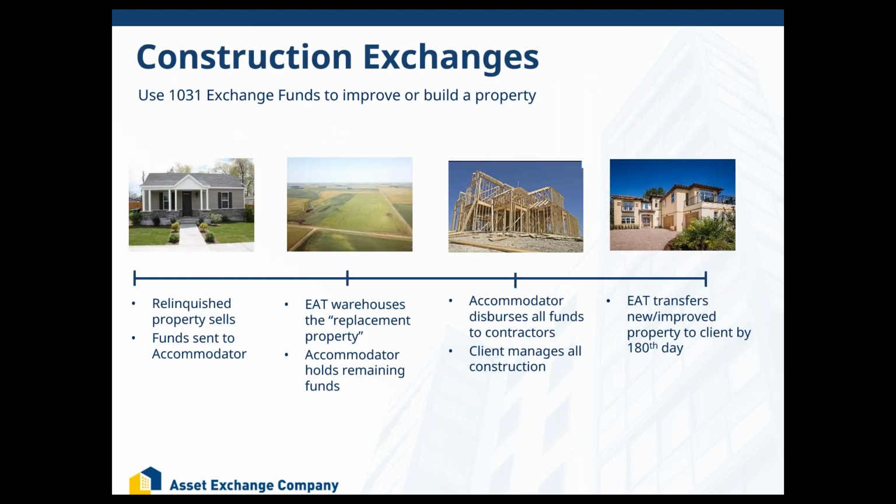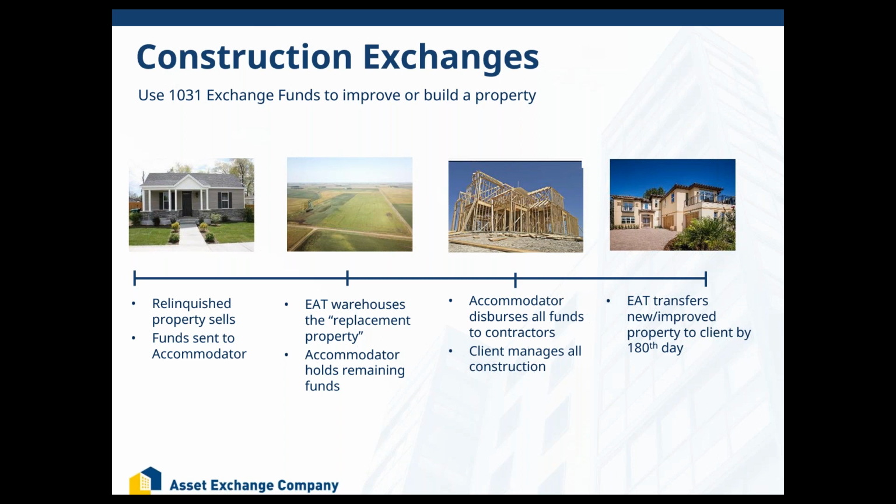Now, there's another type of exchange. It's referred to as a construction exchange. Another term you may hear people refer to it as is an improvement exchange or a built-to-suit exchange. They can work something like this. Let's say you sell your relinquished property. You sell it in a 1031 exchange, right? Now, we're the qualified intermediary, the QI. We're going to be holding the proceeds from that sale, right?